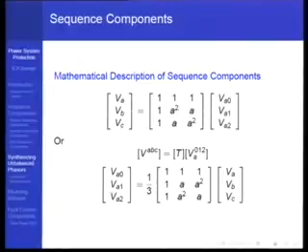There is not much advantage to work in sequence components, but still the physical description, like a ground fault is a zero sequence current, or a negative sequence current causes an MMF to rotate in the opposite direction.